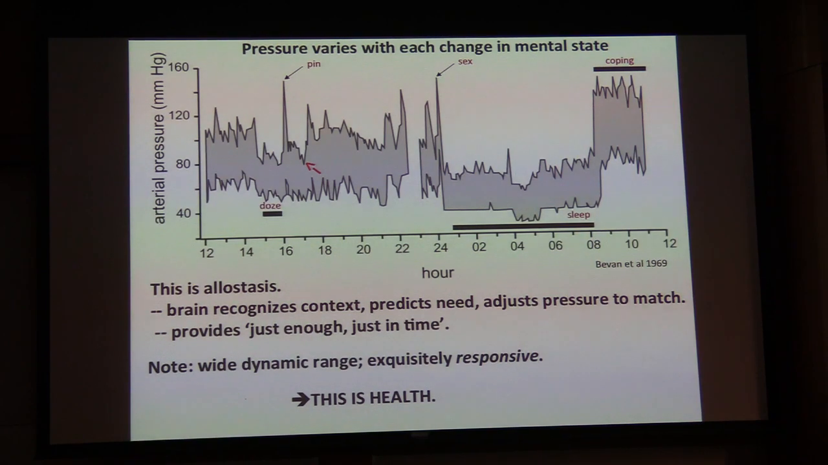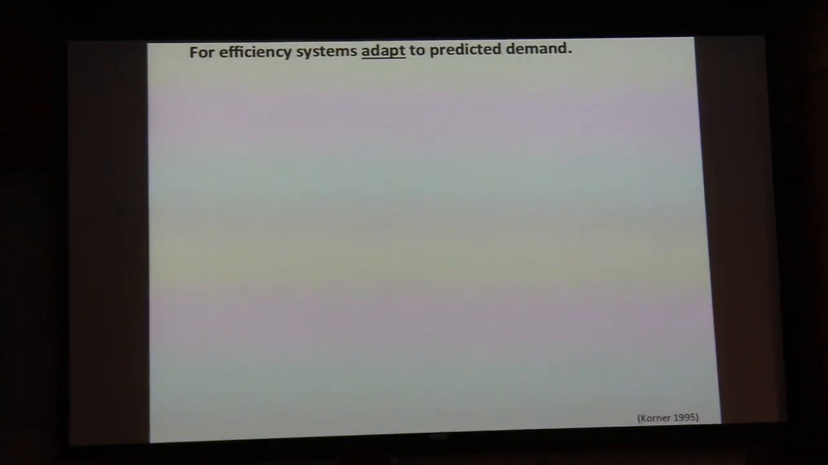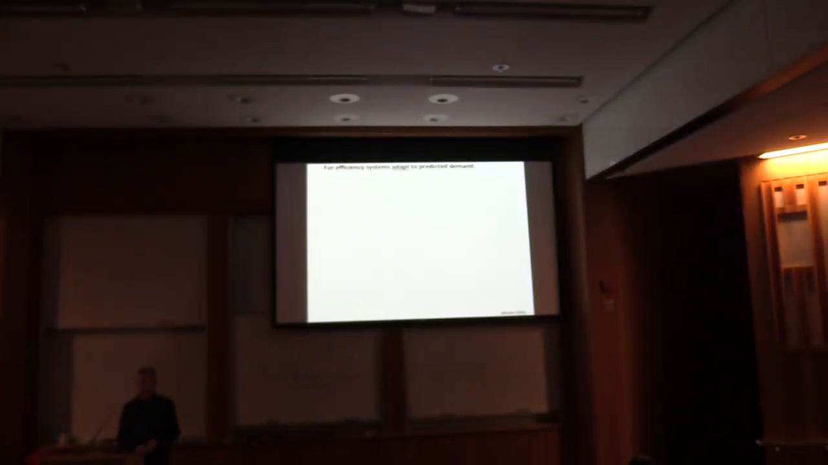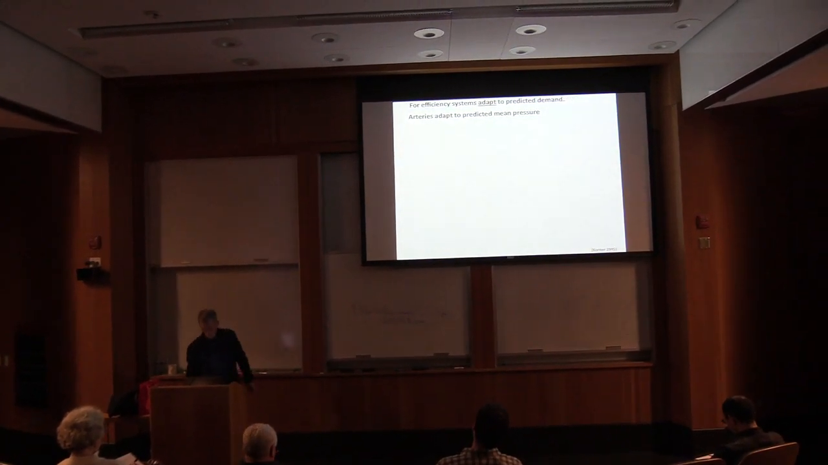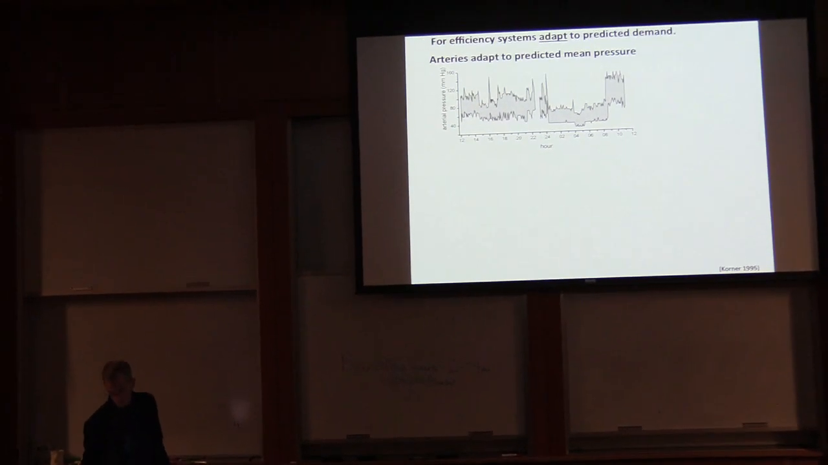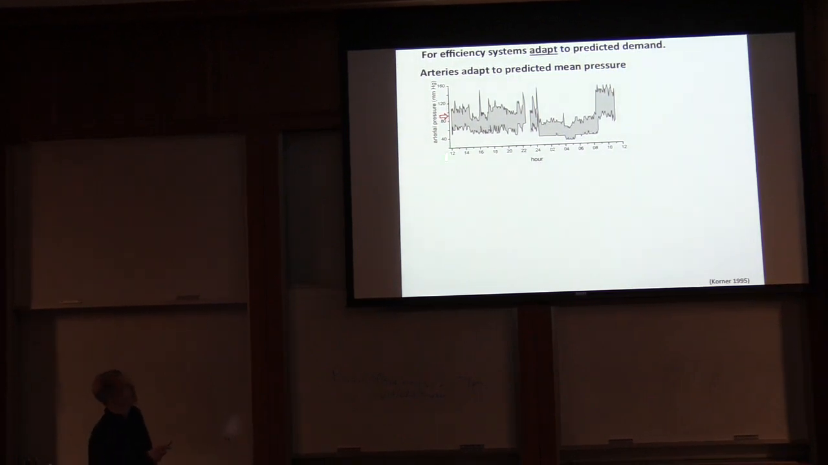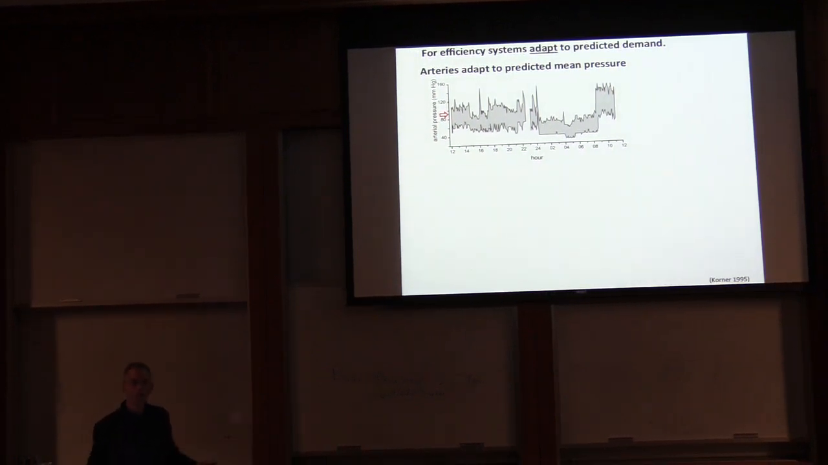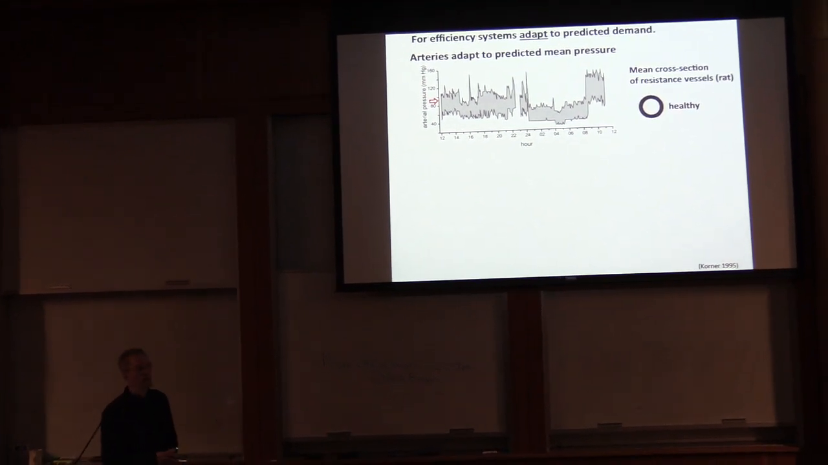So for efficiency, all biological systems adapt to predicted demand. This is true all over the brain. All synapses adapt to predicted demand. And what this means for a healthy system is that arteries will adapt to the mean pressure. So for this healthy system that I showed you, where the mean pressure is around 100 millimeters of mercury, there are muscles in the arteries, and they can be modest.